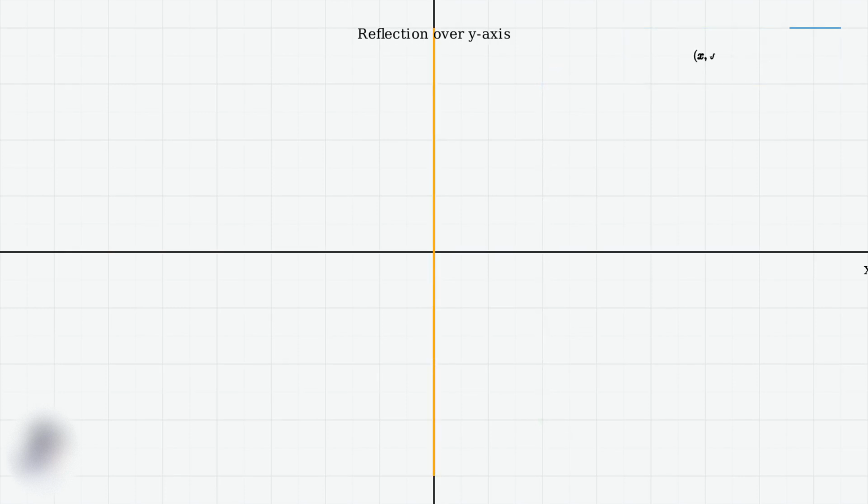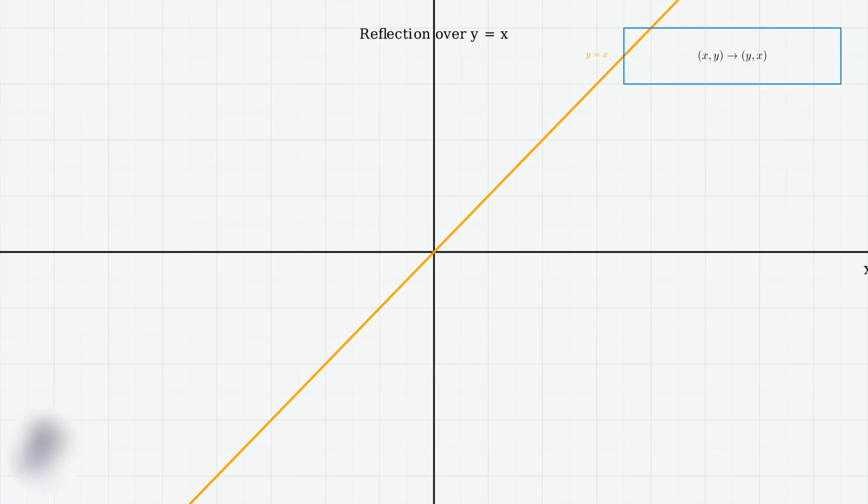Next, let's examine reflection over the y-axis. Here, the y-coordinate remains unchanged, while the x-coordinate changes sign. Let's apply this rule to the point (4, 2). Reflecting over the y-axis gives us (-4, 2). Again, we see that both points are equidistant from the line of reflection, in this case, 4 units from the y-axis.